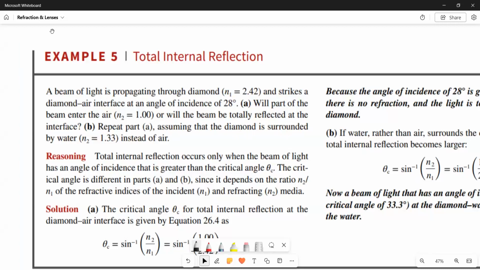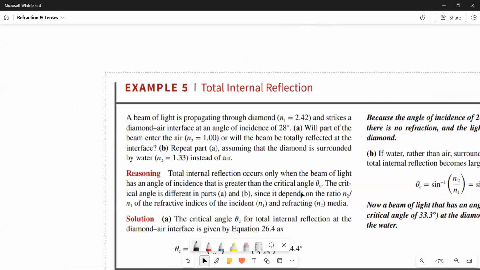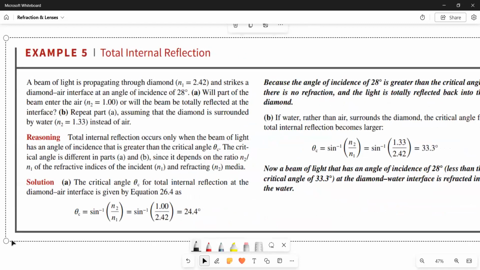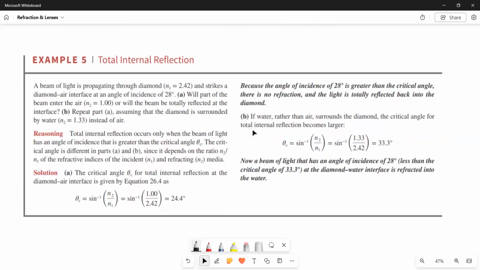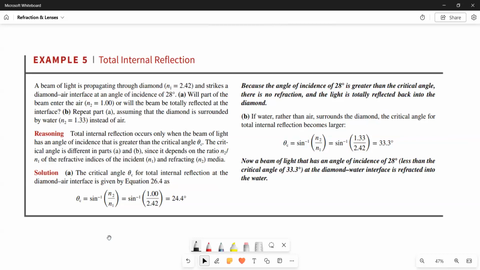I might have to make this a little smaller. Yeah, we're giving you an example. Let's do the example, then I'll go to some applications of it. So they're telling you a beam of light is propagating through diamond, and in just a moment, I'll show you why diamonds sparkle so much. It is because of what we call total internal reflection. When light enters a diamond, it doesn't escape. It bounces around in there because of internal reflection.